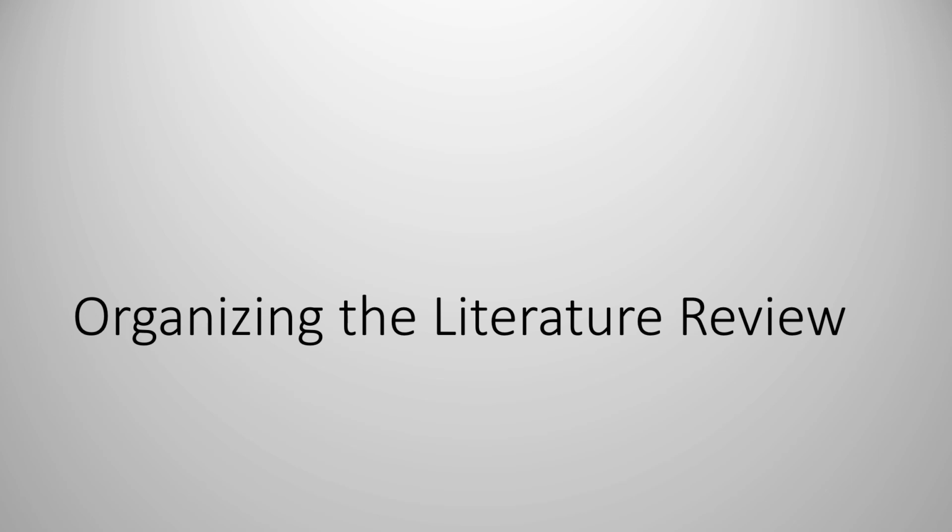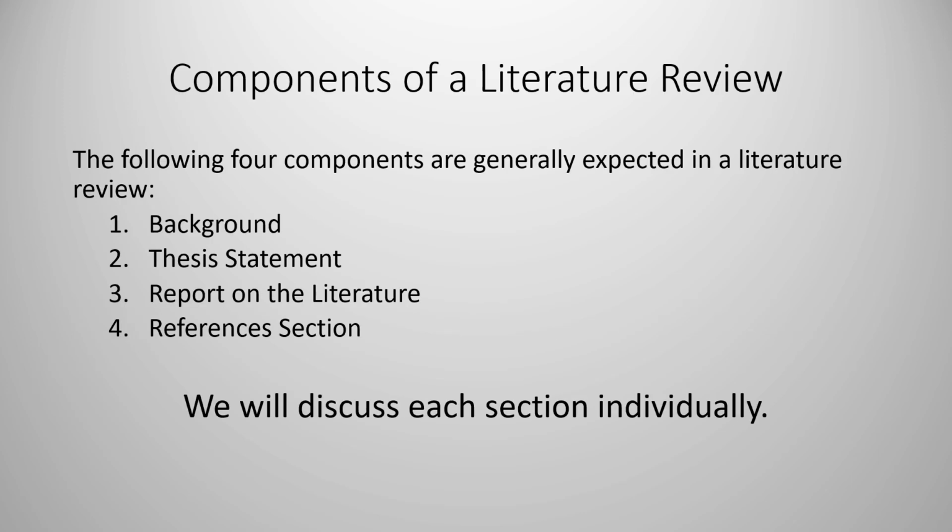Now we'll talk about how to actually go about organizing a literature review, where to start, what kinds of things you should say in each paragraph, and things like that. Again, there are many different variations on the literature review, but a standalone literature review will usually have the following 4 parts: what we'll call a background section, a thesis statement, a report on the literature, and a references section. From here, we'll discuss each of these sections individually.